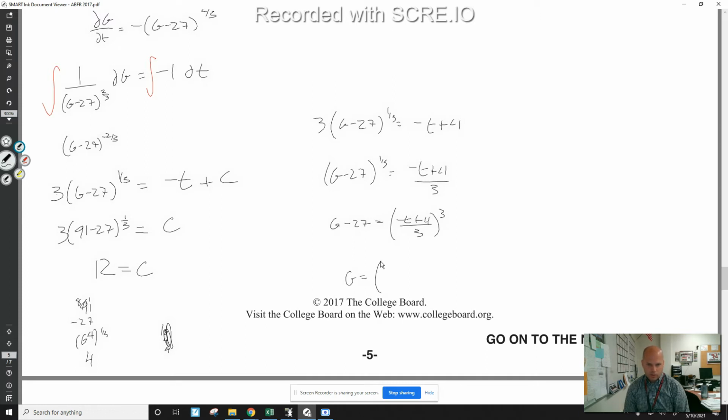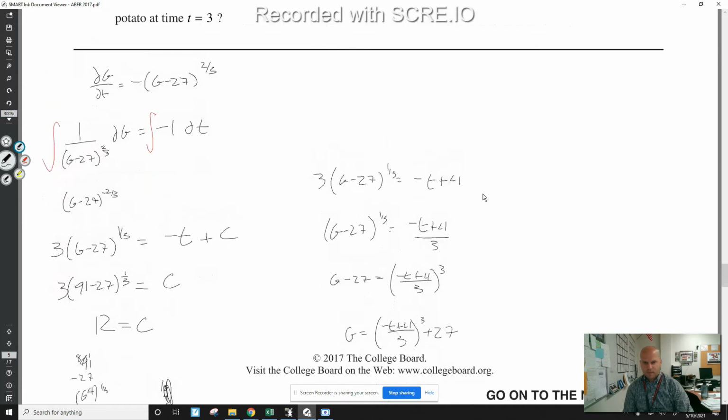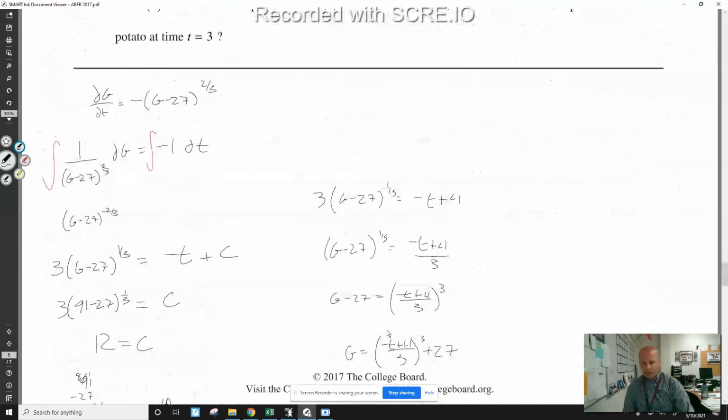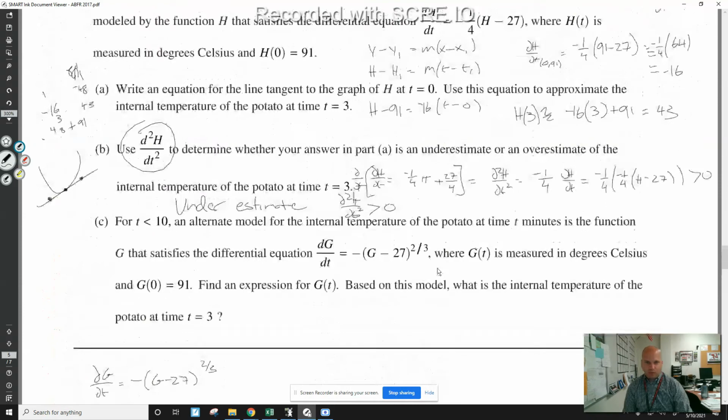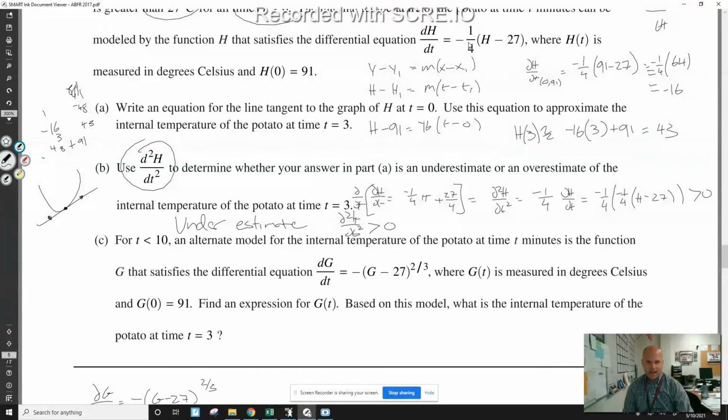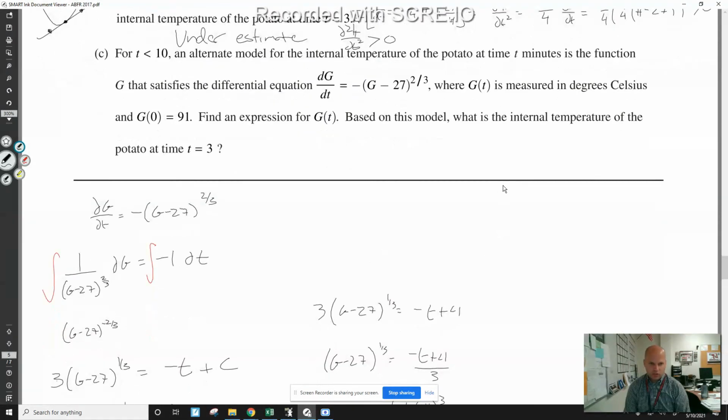G equals negative t plus 4 over 3 cubed plus 27. There you go. Leave it like that. Okay? You'll see there's like probably 5 points, maybe 4 points for this part. Now let's say they asked you to solve this differential equation. I'm just going to show you really quickly.